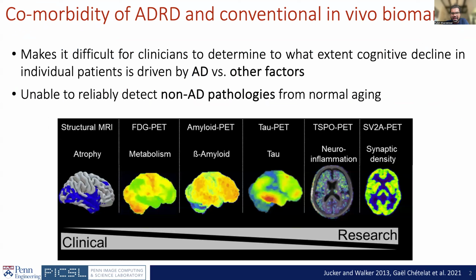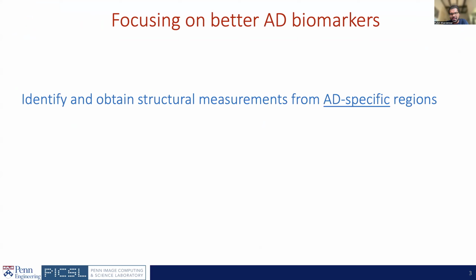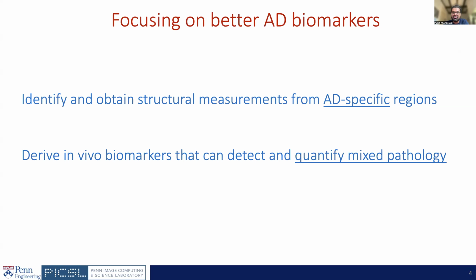Comorbidity of ADRD and conventional in vivo biomarkers make it difficult for clinicians to determine to what extent cognitive decline in individual patients is driven by AD versus other factors. Therefore, in vivo biomarkers are unable to reliably detect non-AD pathologies from normal aging. Therefore, there is a need to identify and obtain structural measurements from AD-specific regions, and derive in vivo biomarkers that can detect and quantify mixed pathology, so that treatments can be prioritized for those most likely to benefit from them.